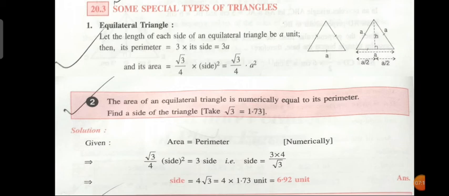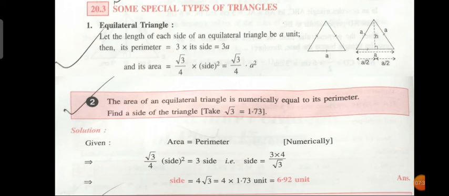You know about different types of triangles: isosceles triangle, equilateral triangle, right angle triangle, etc. The first is the equilateral triangle. What is the area and perimeter of an equilateral triangle? Let the length of each side of an equilateral triangle be a, because the three sides of an equilateral triangle are equal.